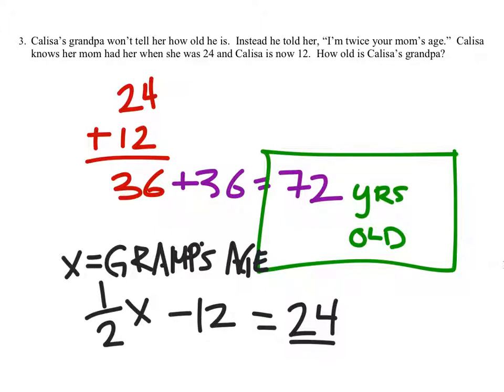That is the equation. Now when you solve this, you'd add 12 to both sides, which is what we did right here. And then we multiplied both sides by 2, which is the same thing as adding 36.